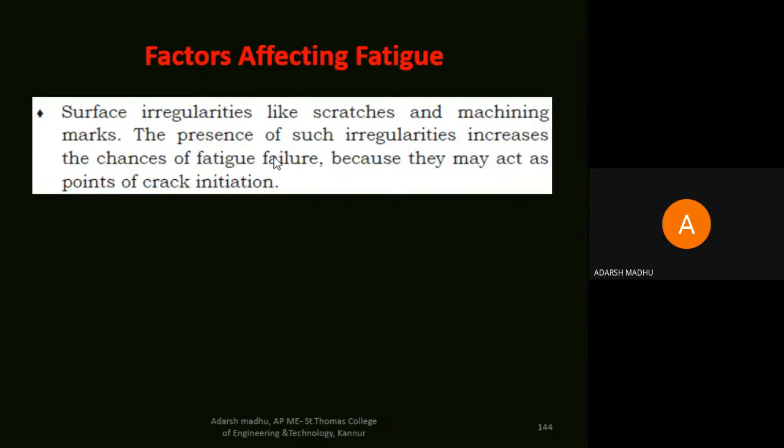In every material we can see there is a stress mark, and we can see scratches or machining marks. The main cause of fatigue is surface irregularities or scratches or machining marks happening after machining.